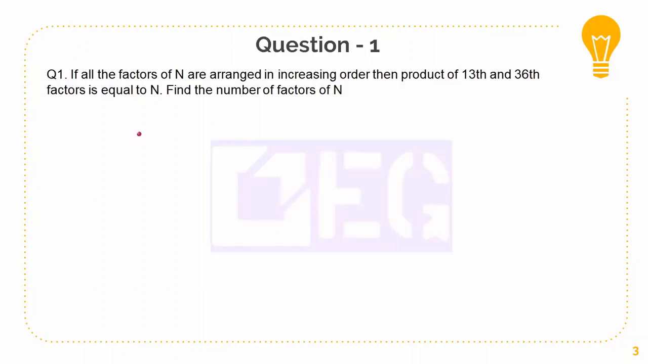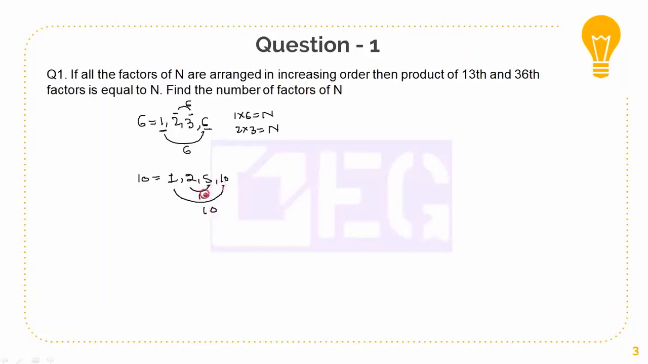If you check the basic property of factors, like in number 6, the factors are 1, 2, 3 and 6. The product of the first and last factor is equal to 6, and the product of the second factor and the second last factor is also equal to 6. That means 1 into 6 is equal to your number, and 2 into 3 is also equal to your number. Like if you take the example 10, the factors are 1, 2, 5 and 10. The first and last factor product is 10. The second and second last factor product is 10.